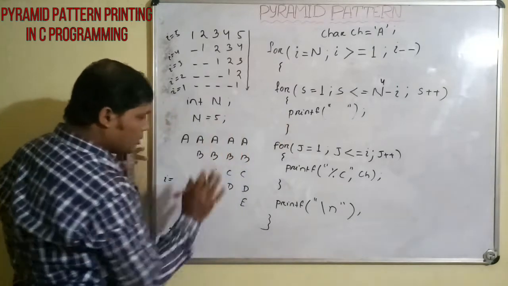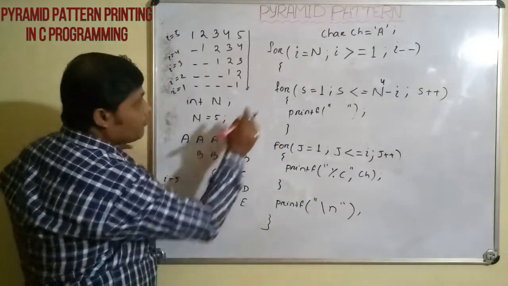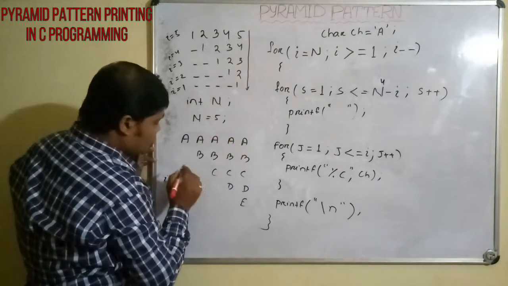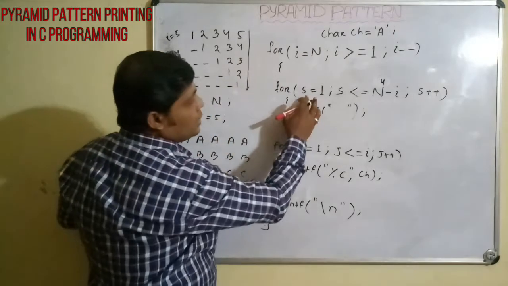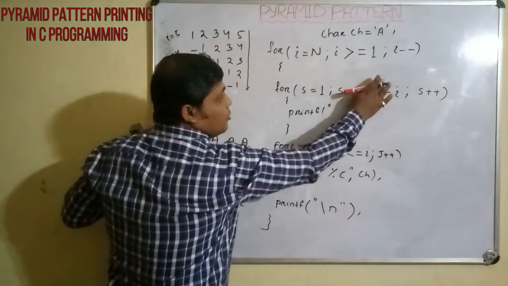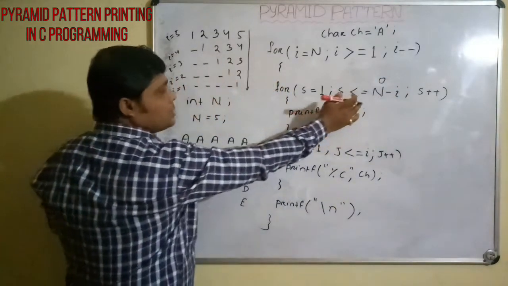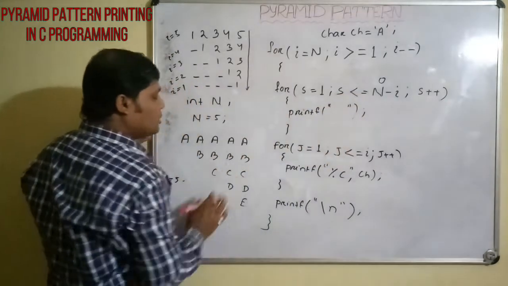Whether this is printing this thing or not. When i value is 5, the first time i starts from n, that is 5. So what will it print? s equal to 1, s less than or equal to 5 minus 5. This will be 0. No spaces will be there because this condition will be false. It will go out of this loop.